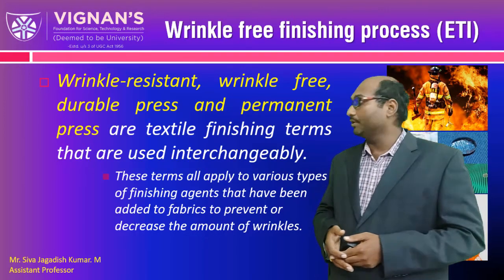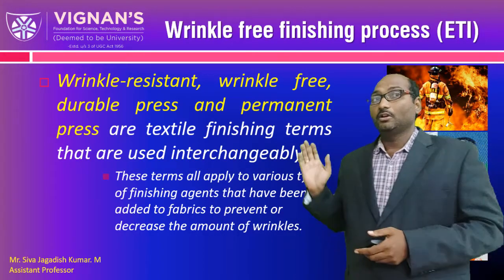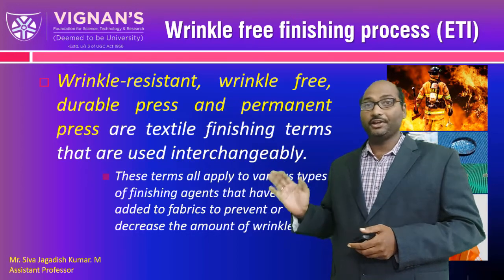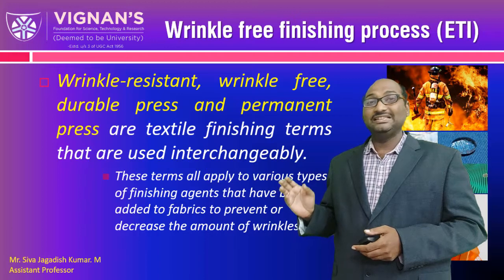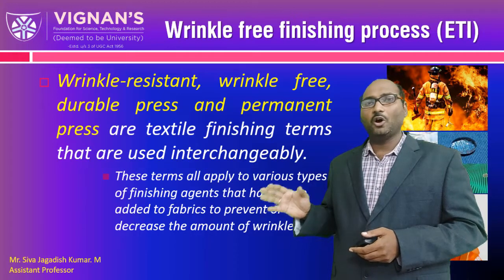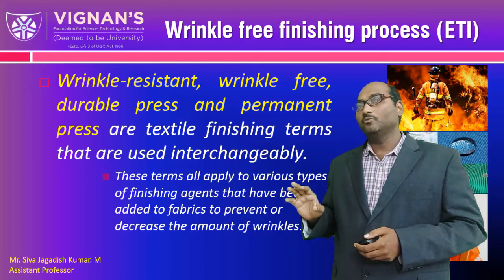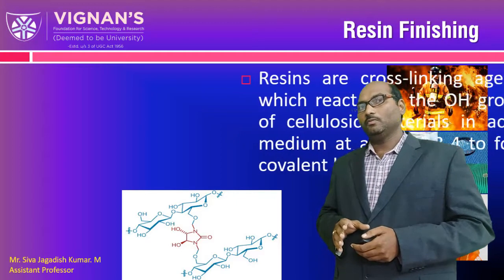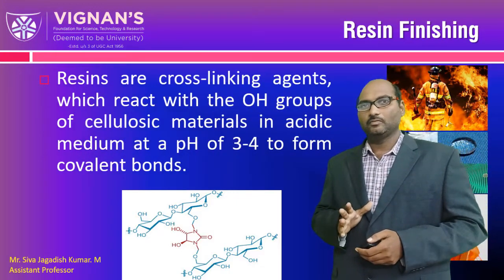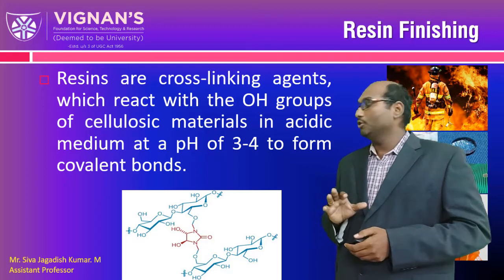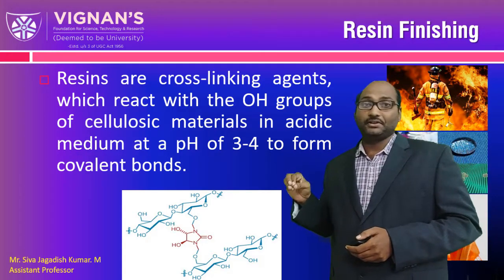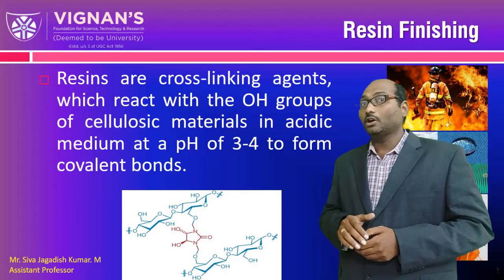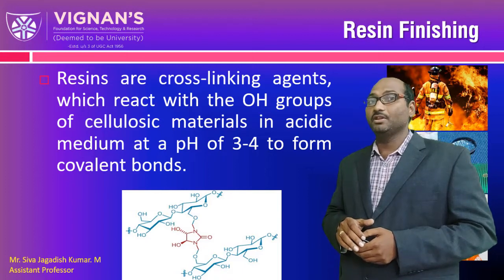So what I wanted you to understand from this slide is that wrinkle resistant, wrinkle free, durable press, permanent press, easy care finish, in terms of ironing, are all synonyms and can be used interchangeably. Resins are the ones most commonly used to get rid of these creases or wrinkles. The resins are nothing but cross-linking agents which react with the OH groups.